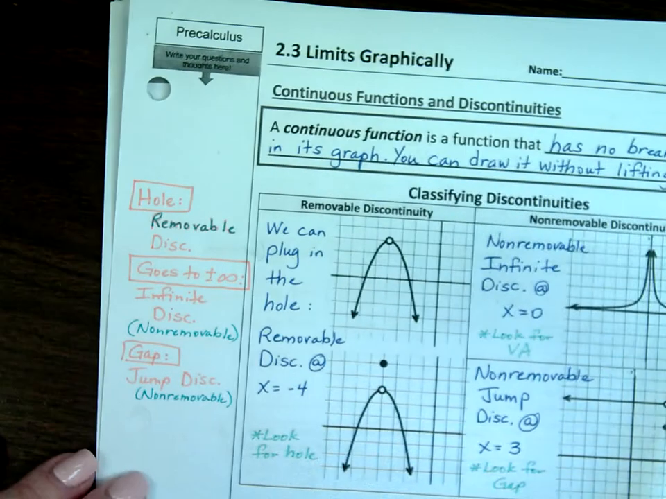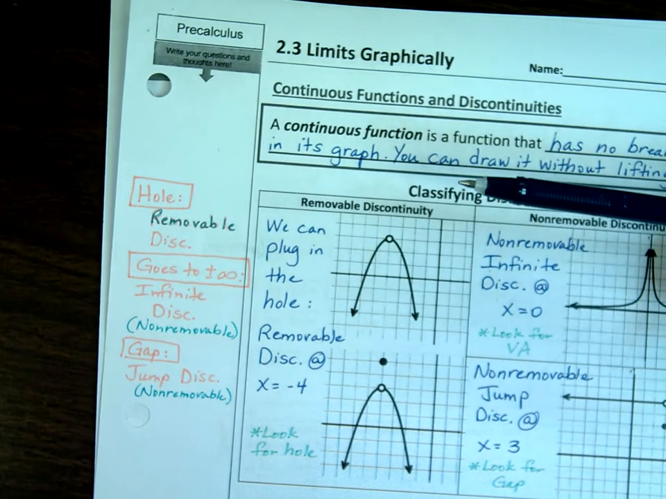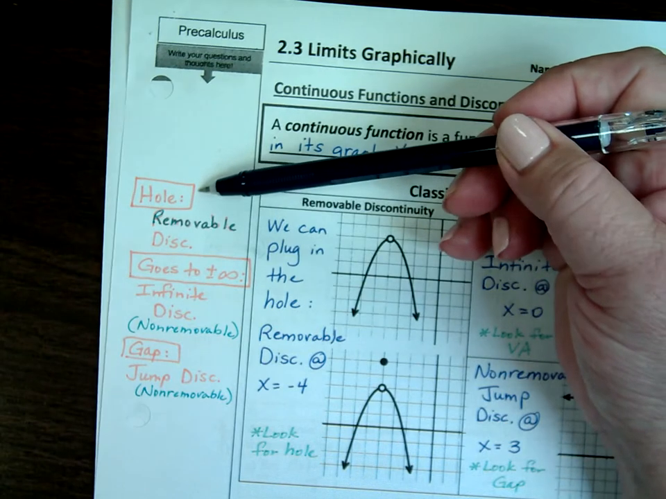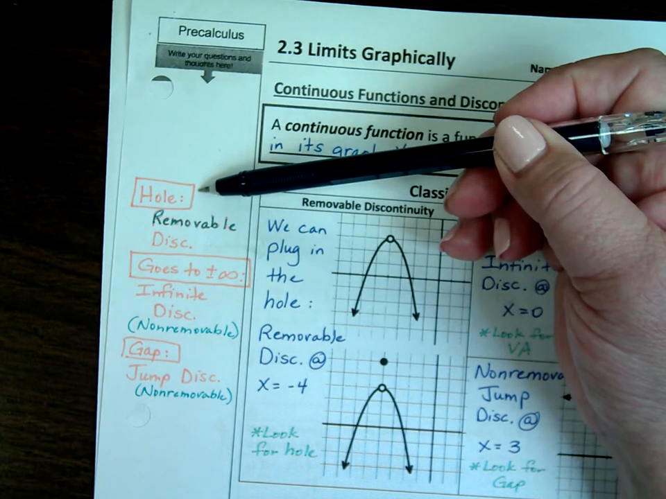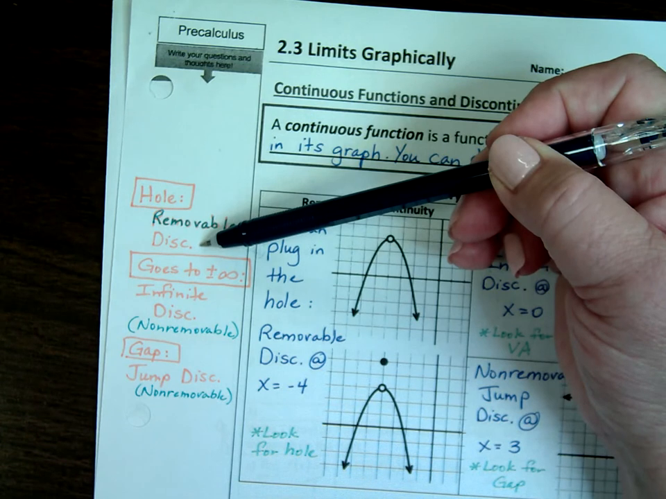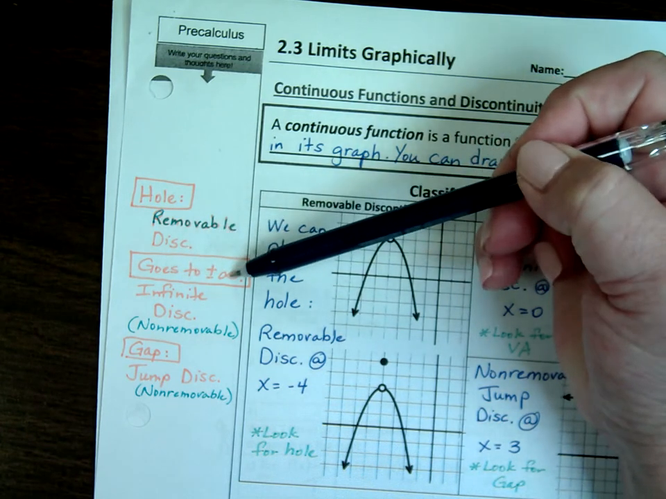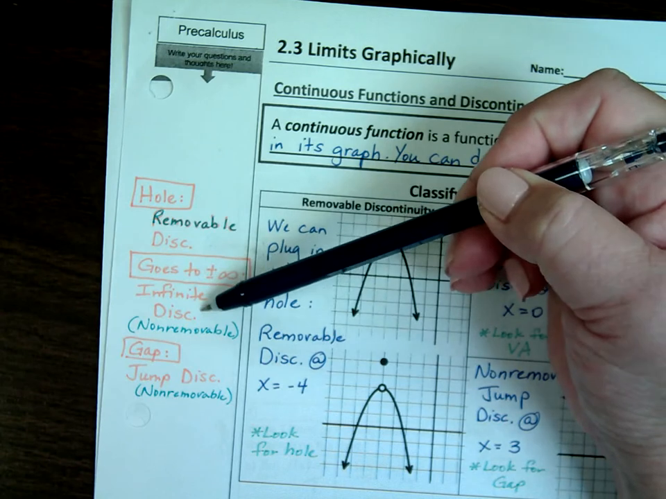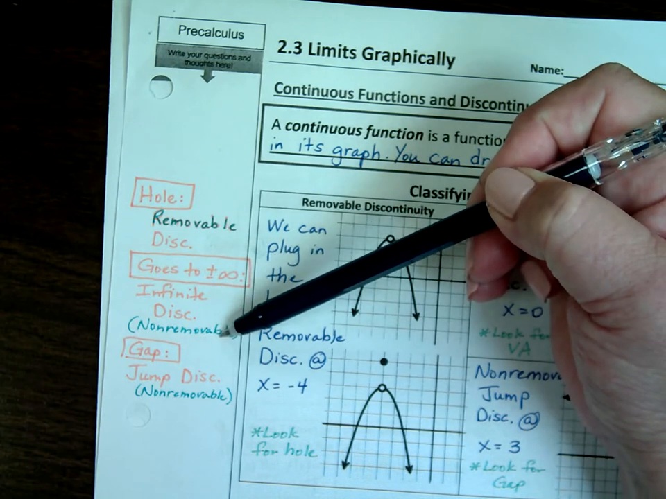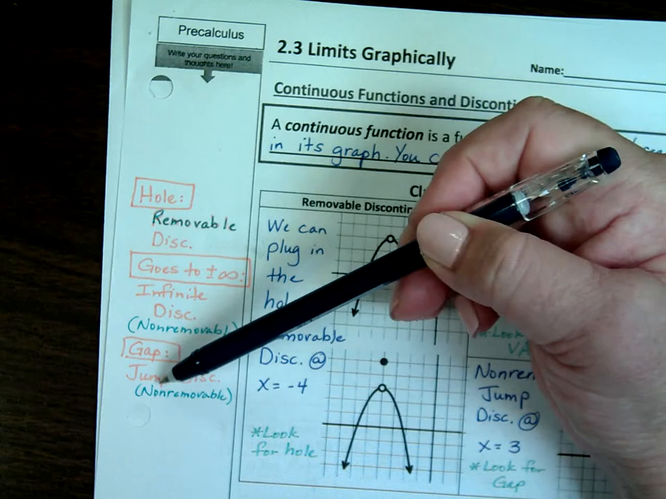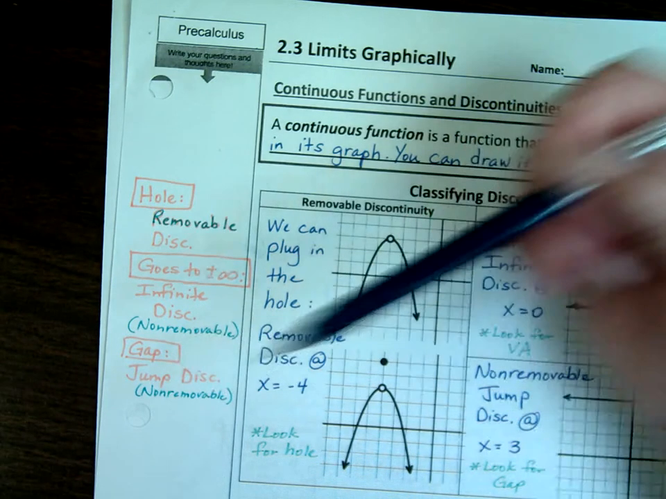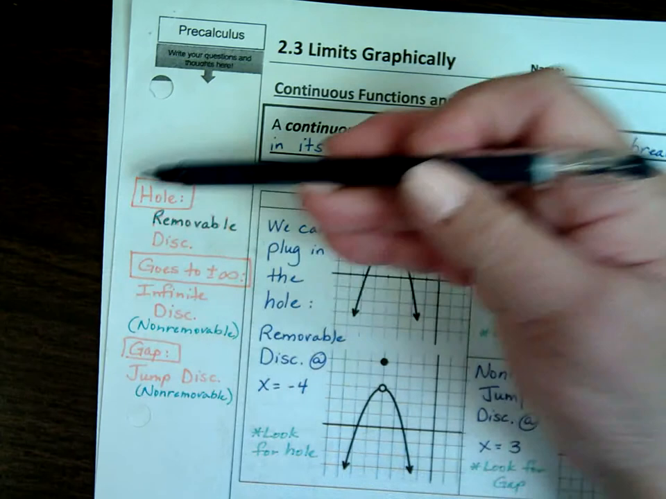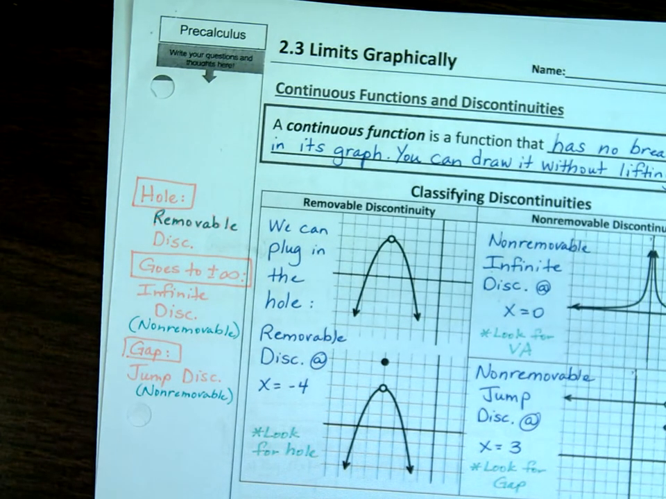So over in my margin, real quick, and if you want to, I wrote, just so I could remember, that holes are removable discontinuities. If the function goes to positive or negative infinity, it's an infinite discontinuity that's non-removable. And if there's a gap, it's called a jump discontinuity that's also non-removable. So that's a quick summary of what all those pictures that he was talking about are to the right. I will pause for one moment so you can copy that if you want to put that in your margin too.